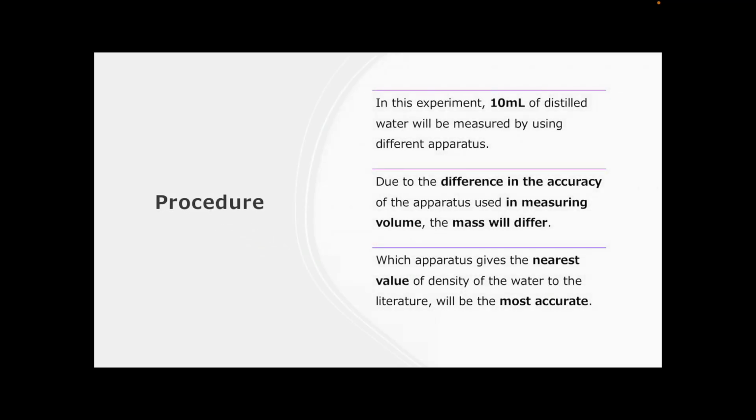The procedure. In this experiment, a constant 10 ml of distilled water will be measured by using different apparatus. Due to the difference in the accuracy of the apparatus used in measuring the volume, the mass will differ, which later will affect the value for the density of water. Which apparatus gives the nearest value of the density of water to the literature will be the most accurate.